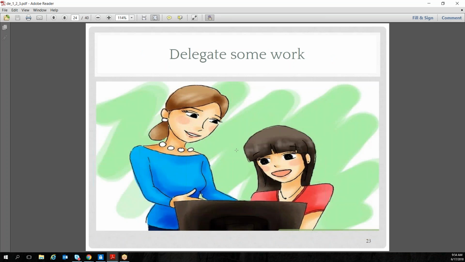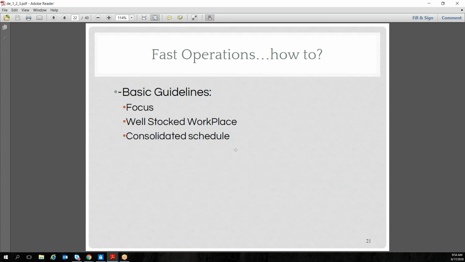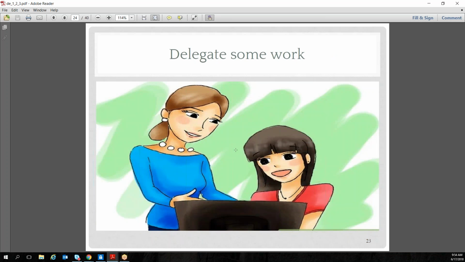Second thing is at your workplace. Whenever you feel like you have a lot of work to do and you are at a position in which your capacity allows you to delegate some work, you can delegate some work to your colleagues. If you do so, you will be less burdened, and whatever work you do after delegation will be more efficient. So this is another guideline which we need to follow while doing the fast operations.